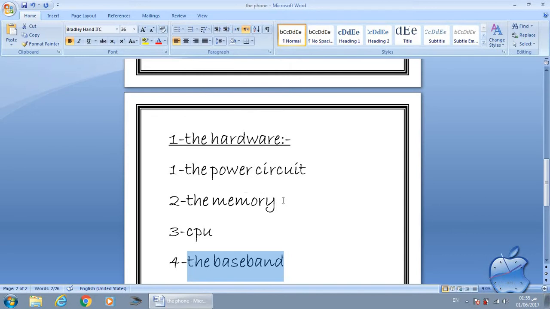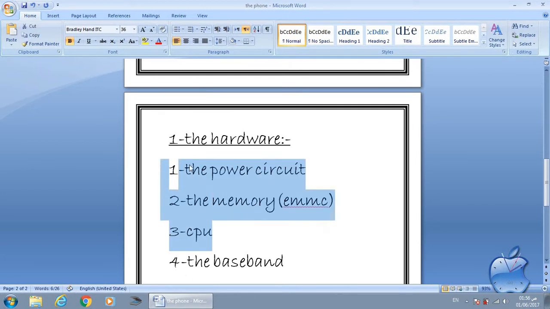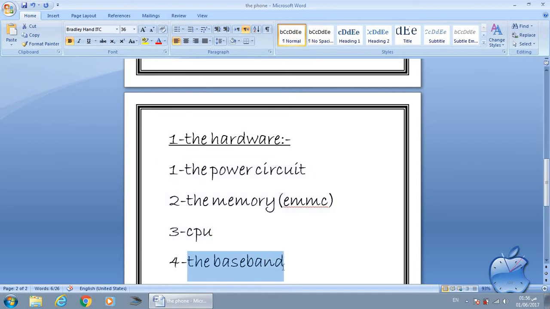So the four main things of the phone are the power circuit, the memory, or the eMMC, the CPU, and the baseband. Of course, these three things are known, but what is the baseband?